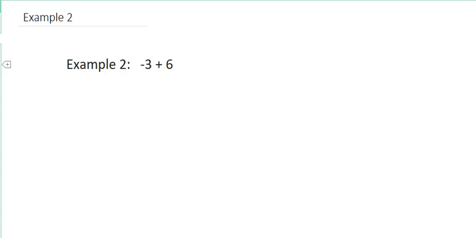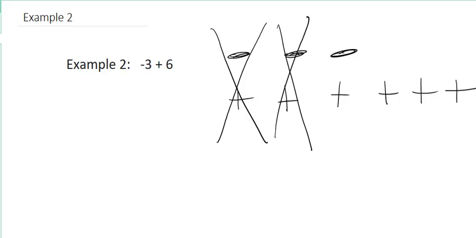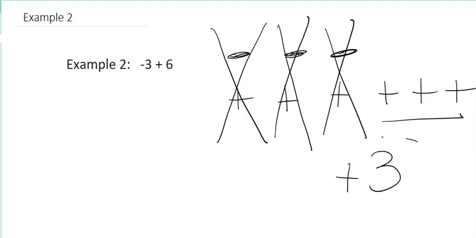So example 2, negative 3 plus 6. So we can actually draw this out. So we have 3 negatives, and then we have 6 positives. So each one represents a number. So what we can do is cancel out a negative and a positive. And then we can cancel out another one, and then another one. And then we are left with 3 plus signs. So our answer is positive 3.